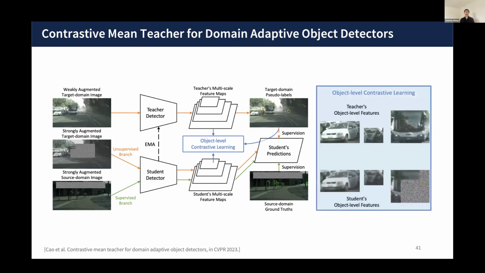Here the central design is this object-level contrastive learning between the teacher and the student, in which object-level features from the teacher and student are extracted and refined. Objects of the same predicted class should be similar in both models' feature spaces, while objects of different predicted classes should have dissimilar features. This object-level contrastive learning enhances feature learning for unlabeled objects in the target domain, thus leading to effective unsupervised domain adaptation for object detection.